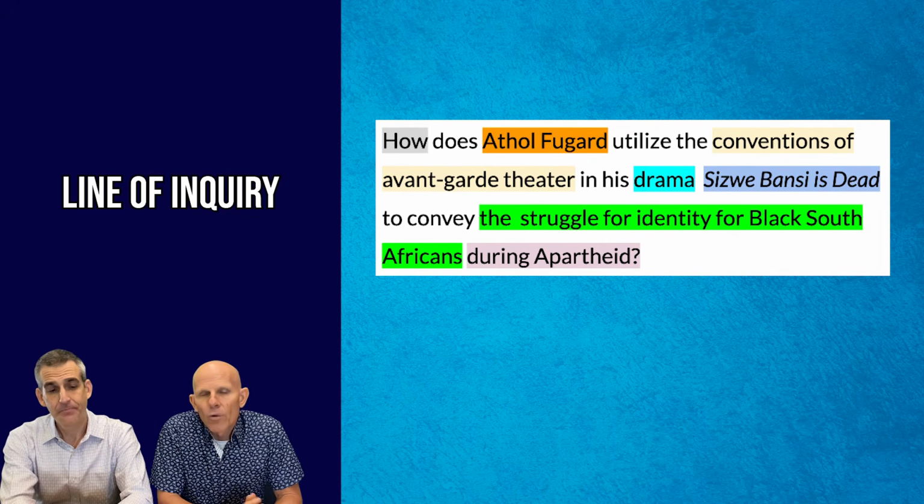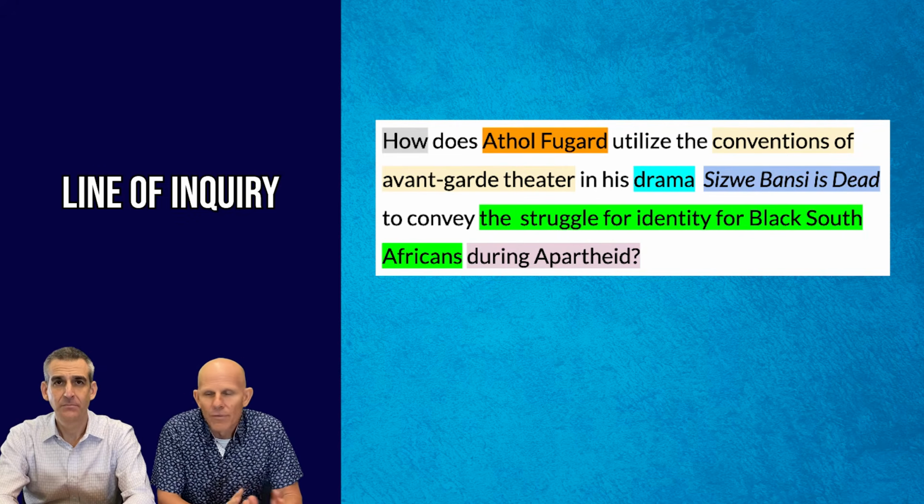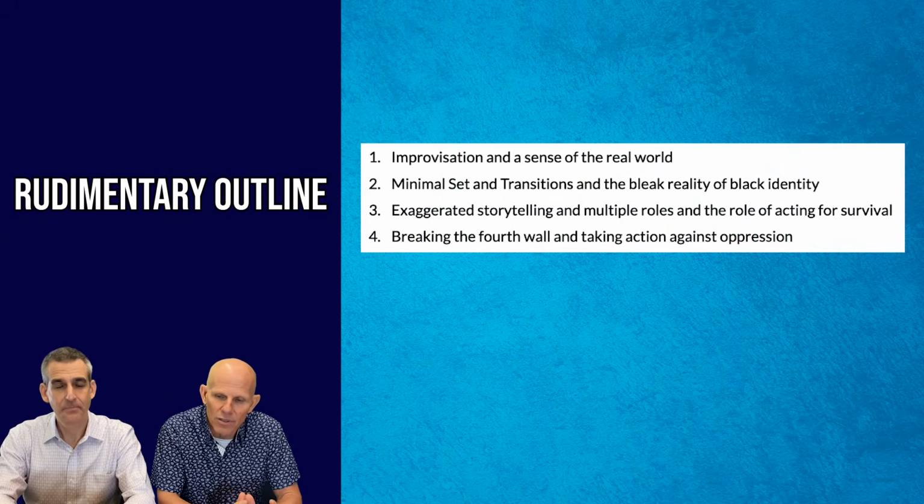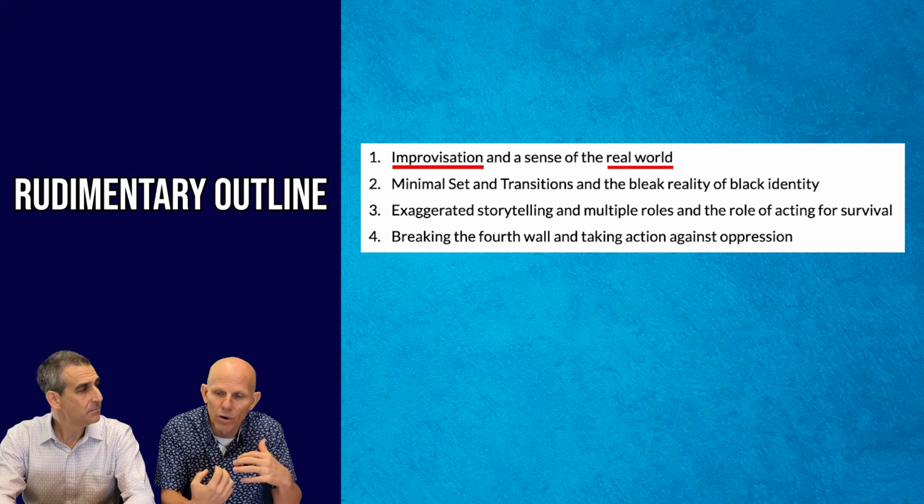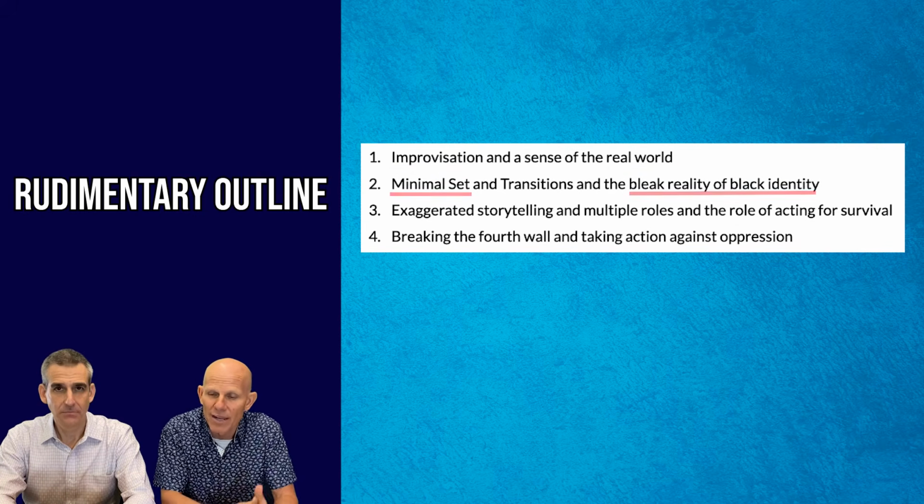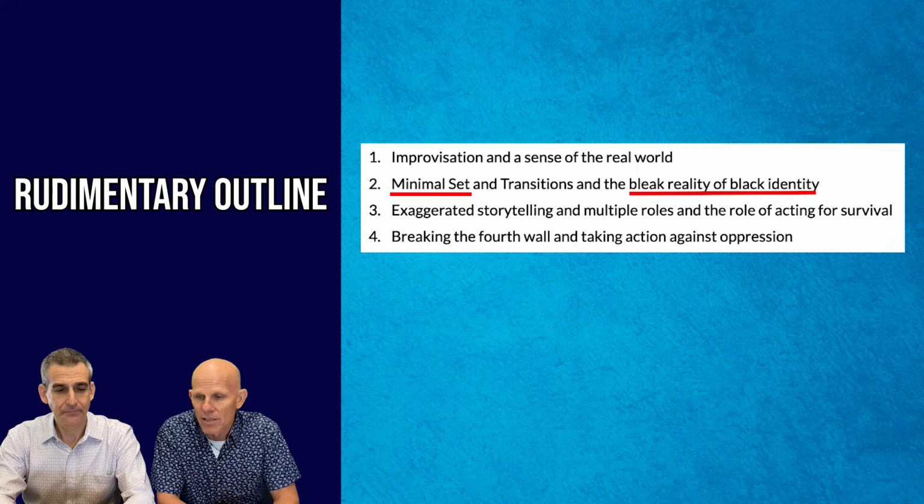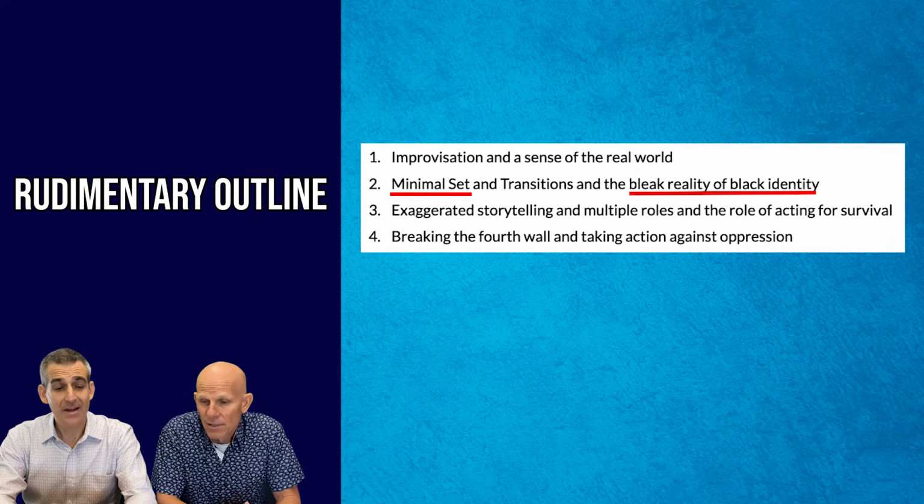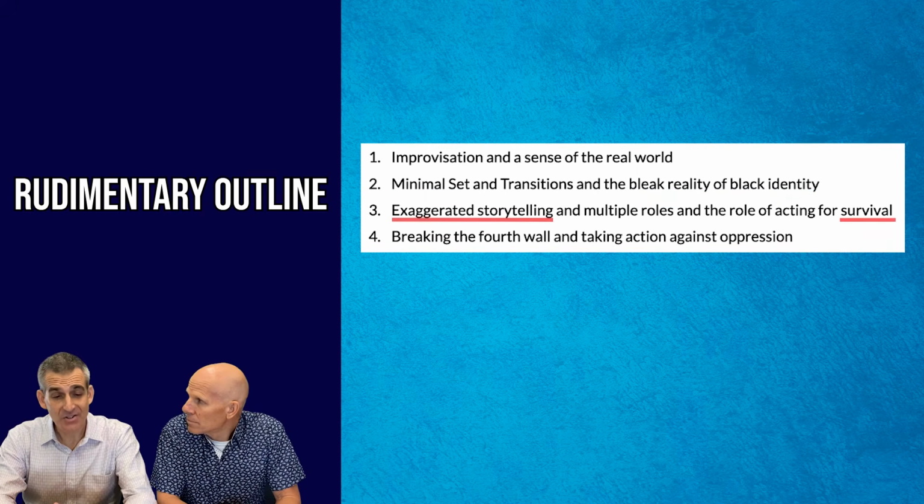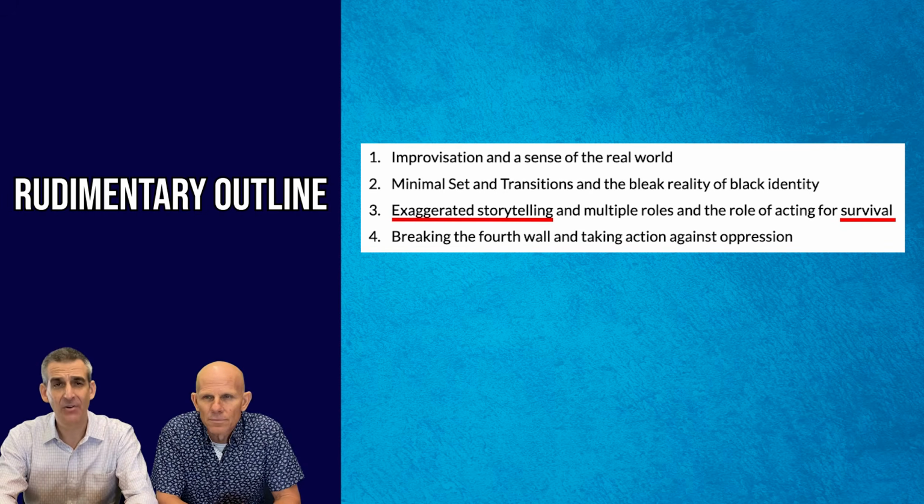That's right. So we wrote a rich outline with lots of textual evidence and features and details, but we wanted just to have a rudimentary outline so we're connected to what are the big ideas. So our first paragraph is going to be about improvisation in the real world. Then we're going to talk about that minimal set and the use of transitions, how that conveys the bleak reality of Black identity. Then of course you're going to move on and talk about that exaggerated storytelling and the multiple roles that actors take on to show that quest for survival. And then of course your strongest idea, the one that you feel most confident about, is that breaking of the fourth wall and how that shows taking action against oppression.